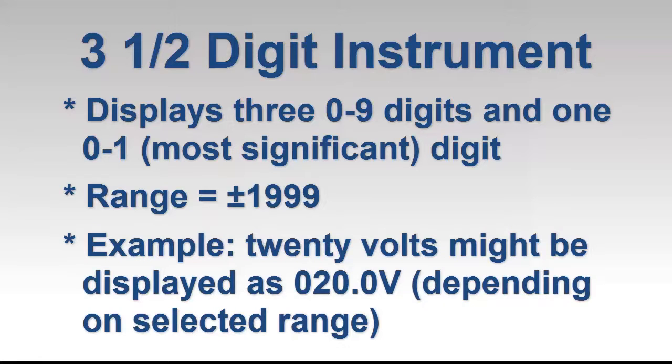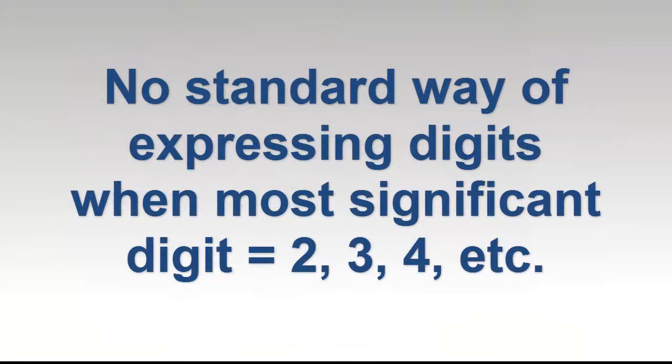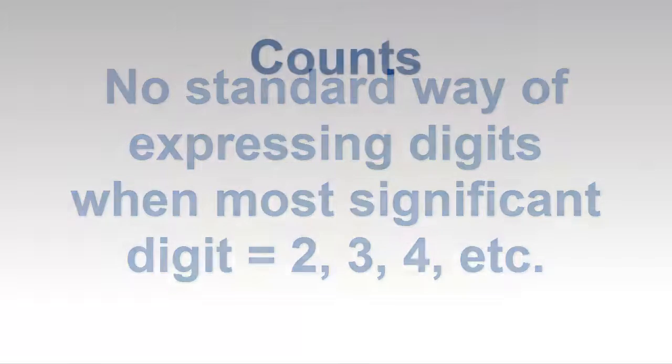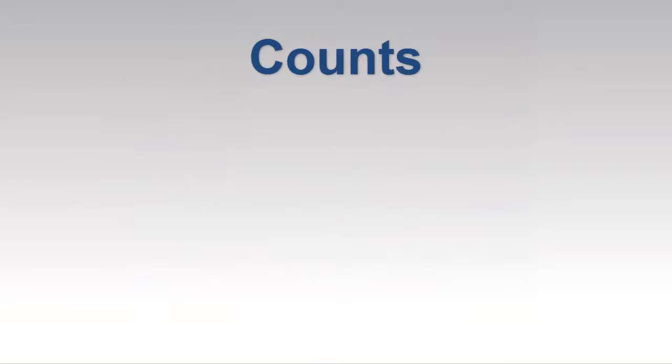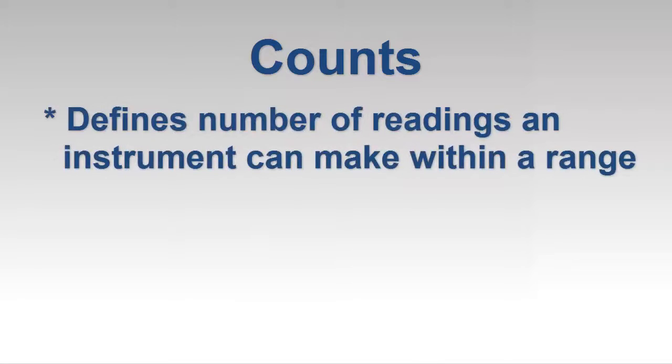This is further complicated when the most significant digit can be numbers other than 0 or 1. There is no uniformly adopted standard for expressing this as a fraction. For example, a 3 3/4 digit multimeter typically refers to an instrument whose most significant digit can be 0, 1, or 2. But this fraction is also used on occasion for instruments that can display 3, 4, or 5 as the most significant digit. To minimize this confusion, many manufacturers now describe their products in terms of counts rather than digits. Basically, this defines the number of different readings the instrument can display within a measurement range.